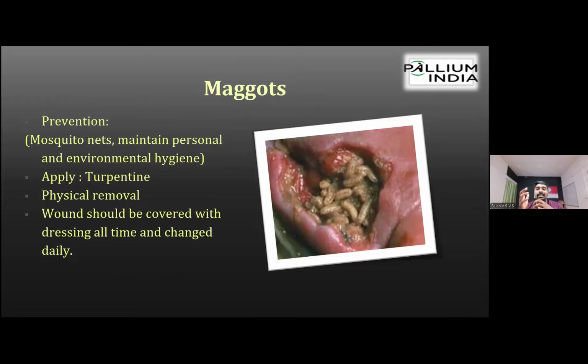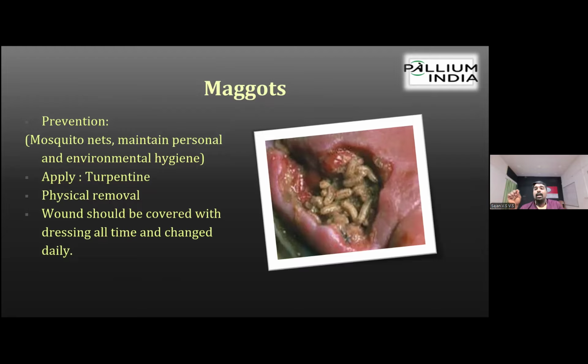So for proper hygienic wound care and maggot prevention, we need to educate the patient and the family. Once the maggots are formed, we can use turpentine oil. Don't apply it directly. We can soak the turpentine oil on a gauze piece or cotton ball, then place it nearby the wound area. Because of this intensive smell, the maggots will come out. Manually we can remove the maggots and put them in hot water. Hot water also we make ready nearby the patient.